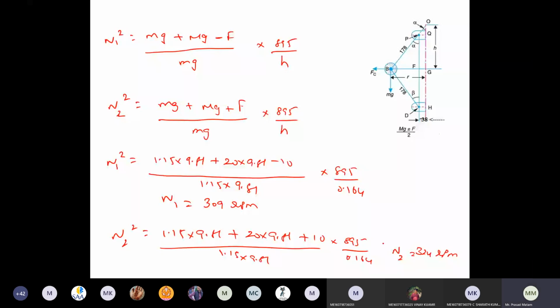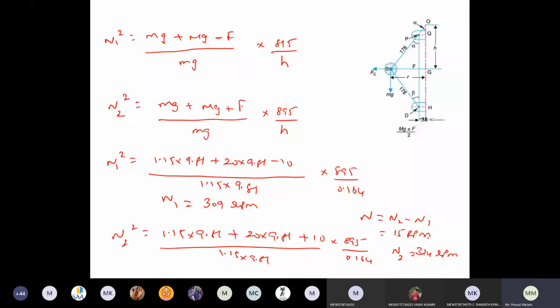Okay, we got the maximum speed and minimum speed. Now, what is the range of the governor? The range is n2 minus n1, that is 324 minus 309. Can anyone give the range? The difference of 324 minus 309 is 15 RPM. Right, the range of the governor. Thank you. With this, I will wind up the Porter governor problems.